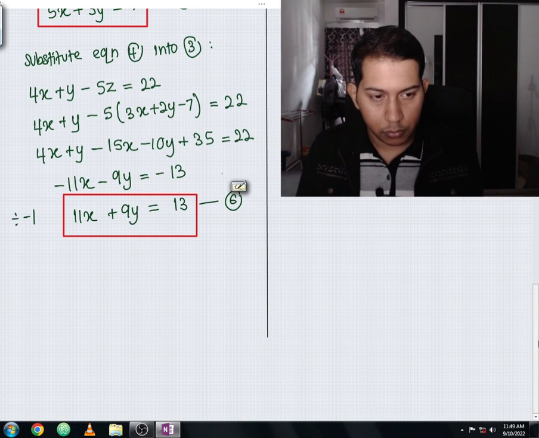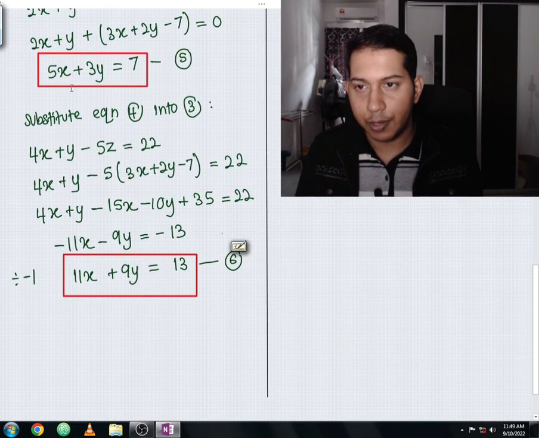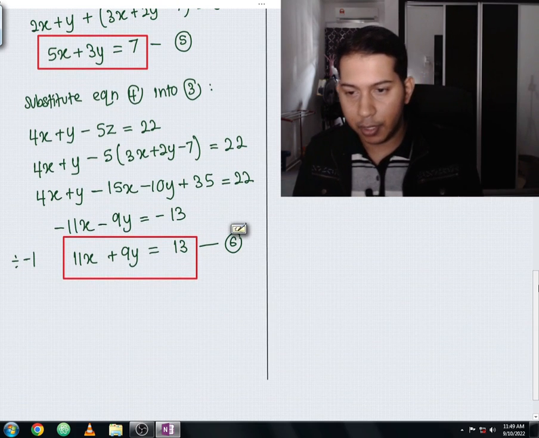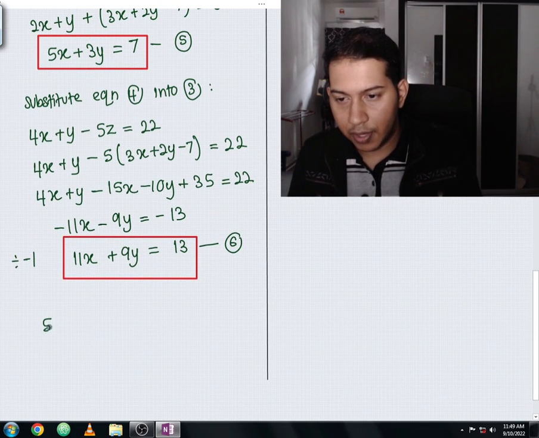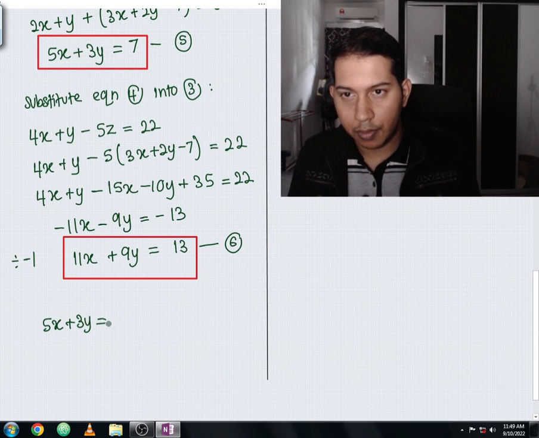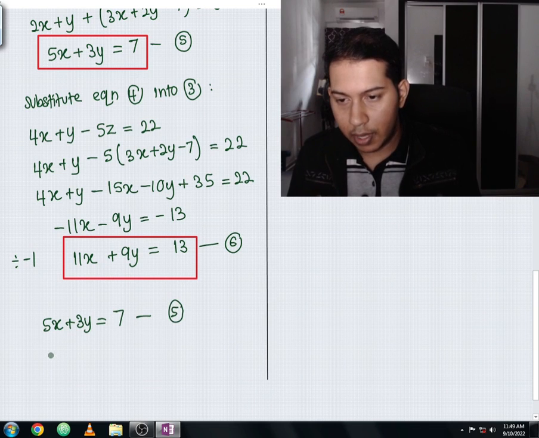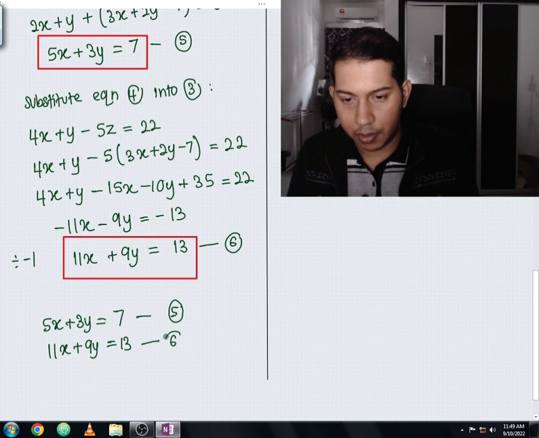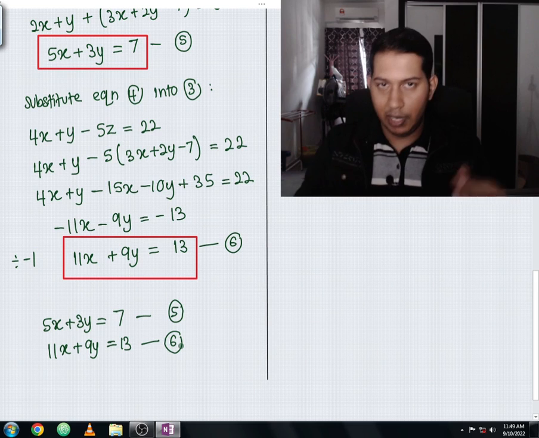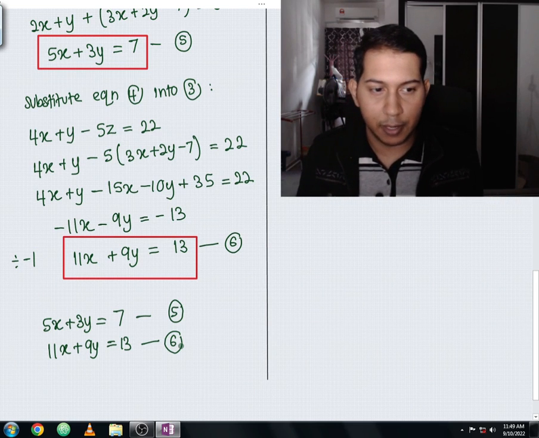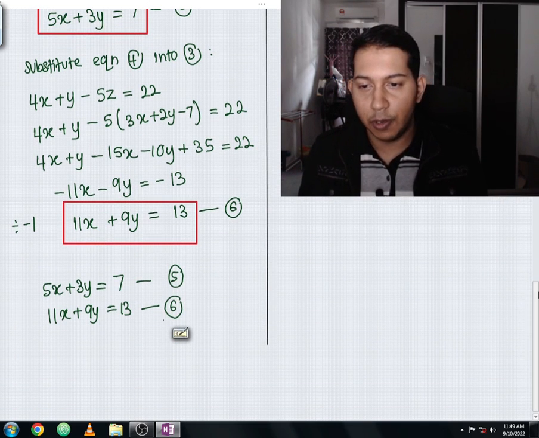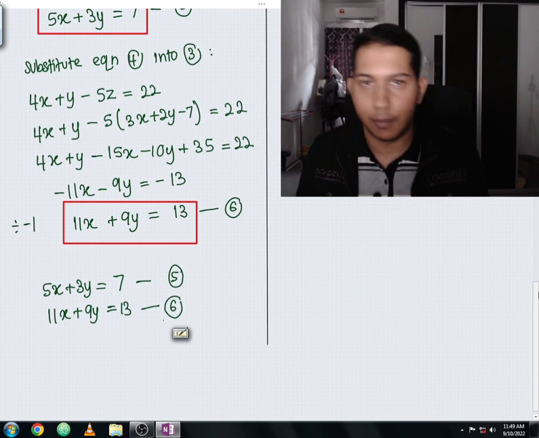So I'm going to write down equations 5 and 6 here. From here, 5x plus 3y equals 7. This is your fifth equation. And then 11x plus 9y equals 13. This is your sixth equation. Similar concept, we're going to use the substitution method. This time we're going to reduce from 2 variables into 1 variable.